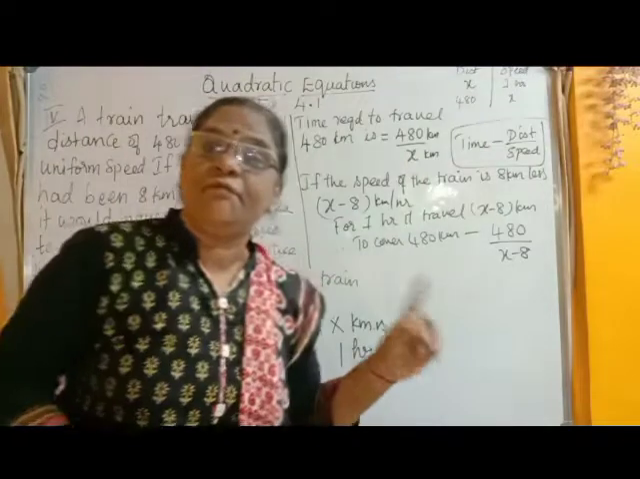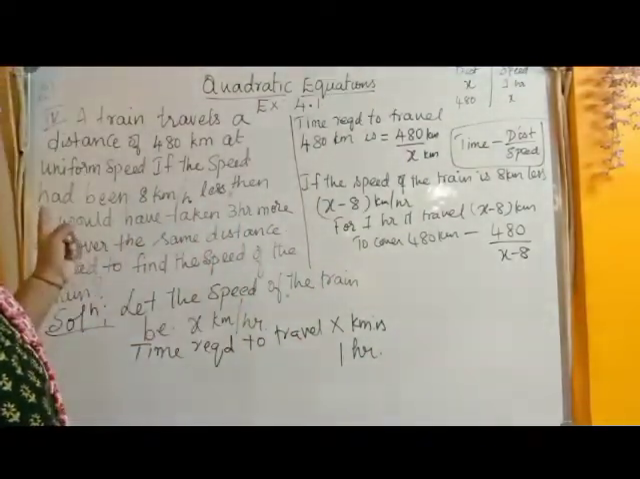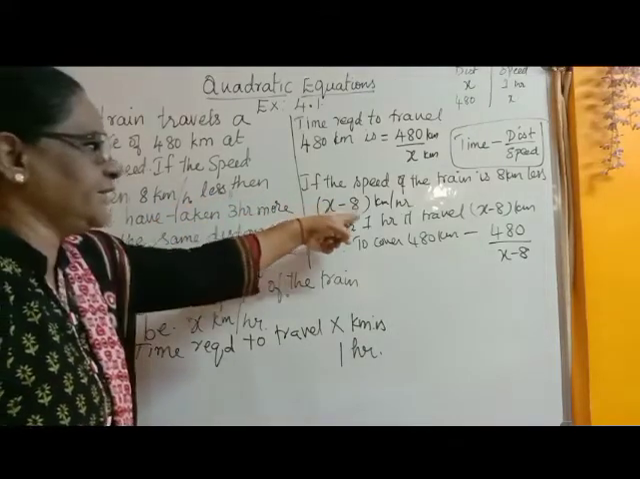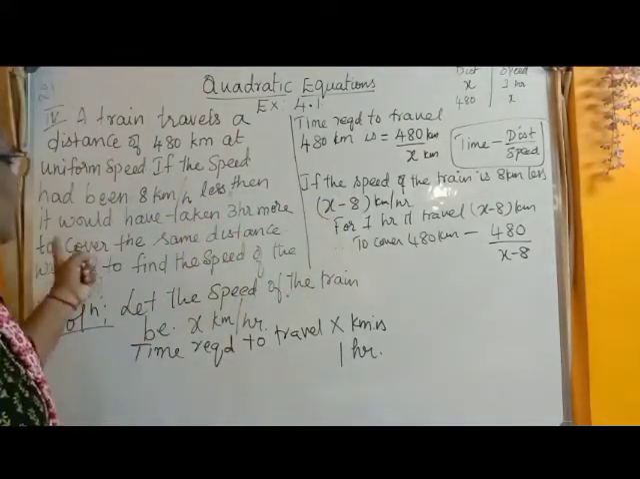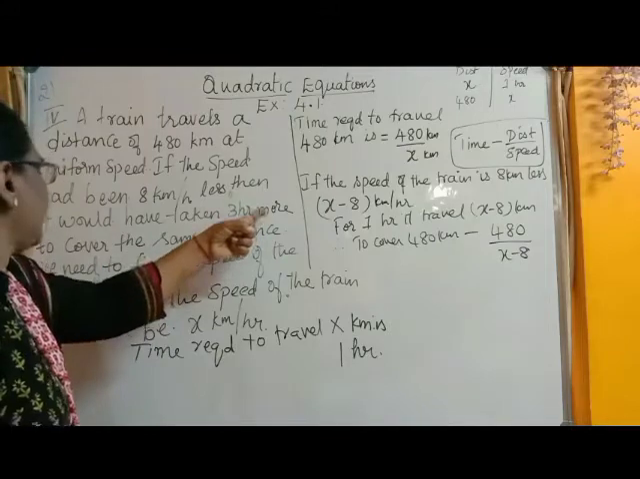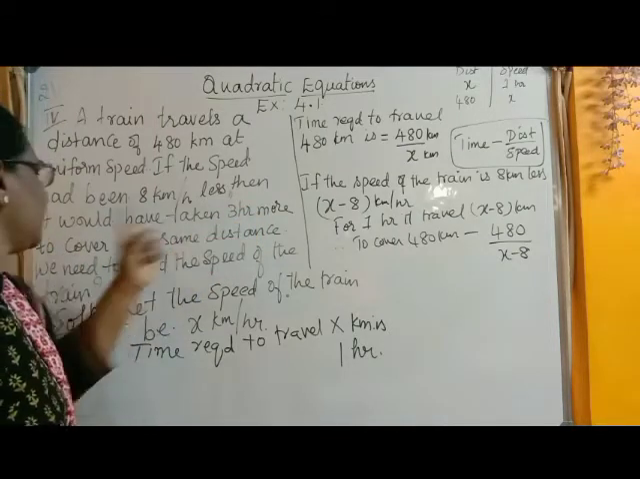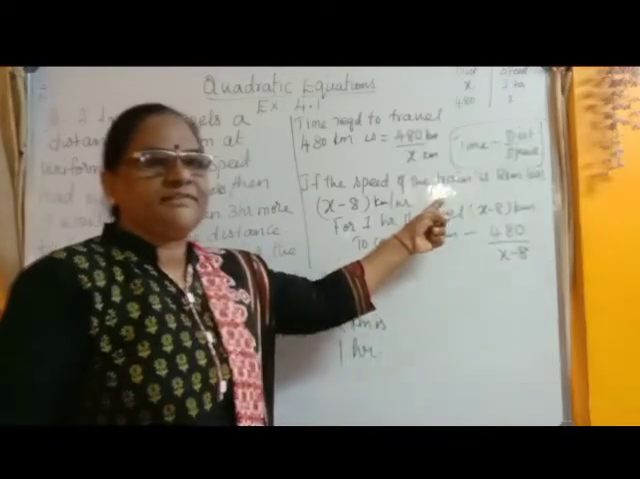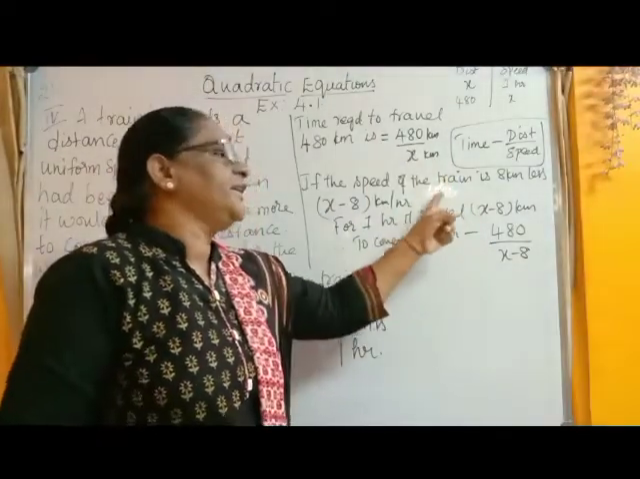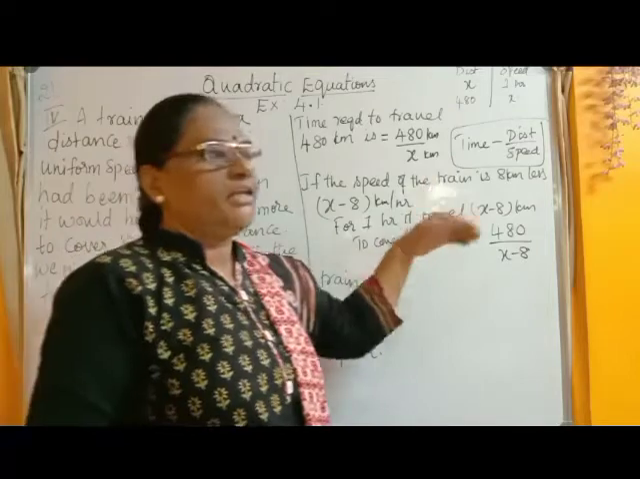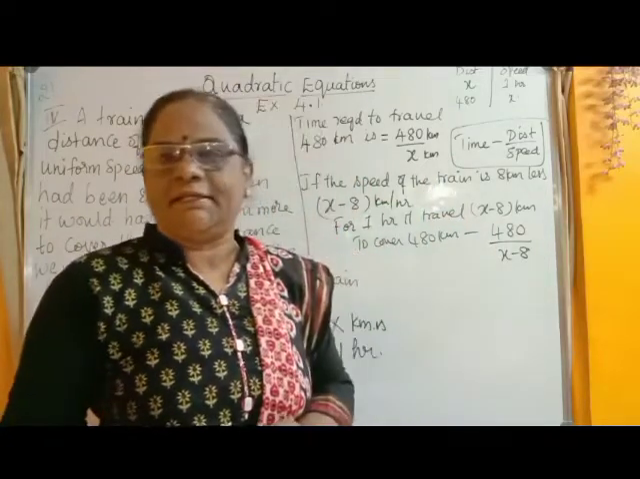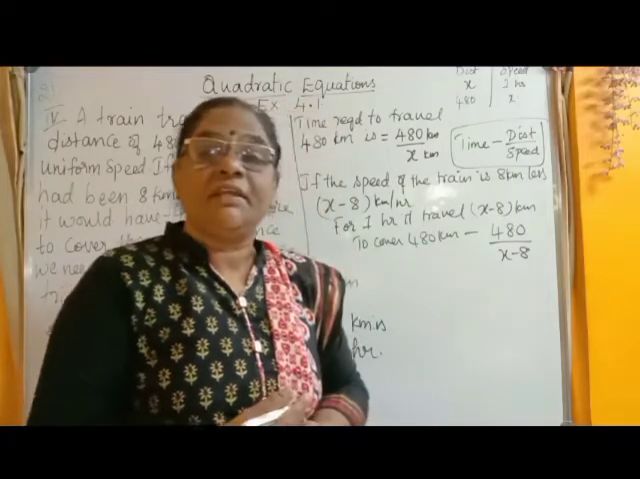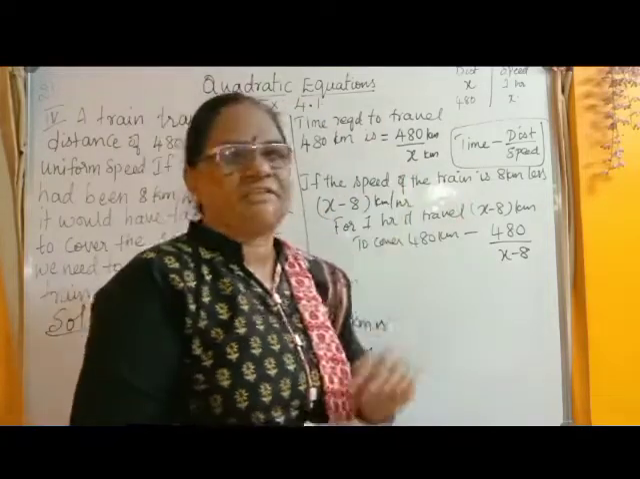Then they have given one more statement: if the speed had been 8 kilometer less, as I have taken here, it would have taken 3 hours more to cover the same distance. So if the speed decreases, the train is taking more time to cover the distance. How much more time? 3 hours more than with the previous speed.